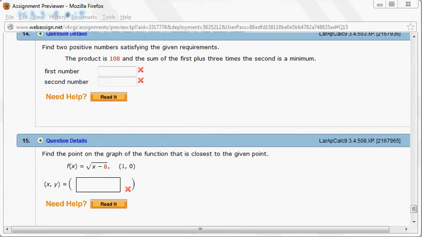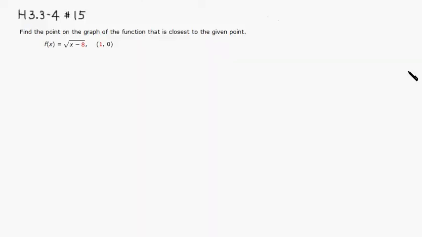Okay, let's look at homework 3.3, 3.4, number 15. We want to find the point on this graph closest to (1, 0). All right, let's do that. Let's sketch the picture.